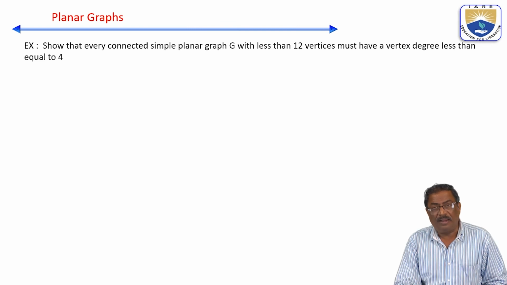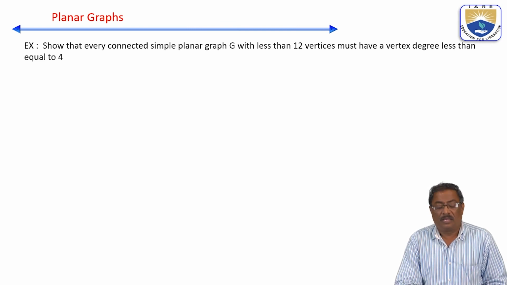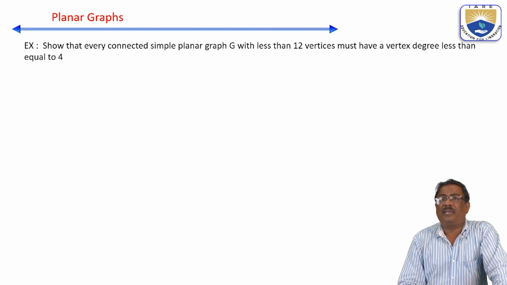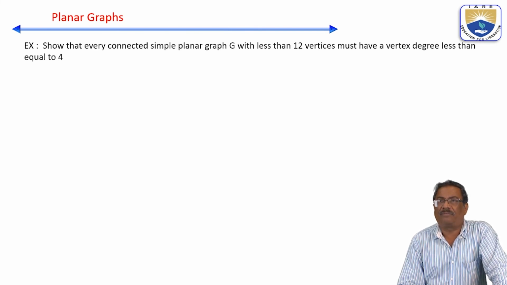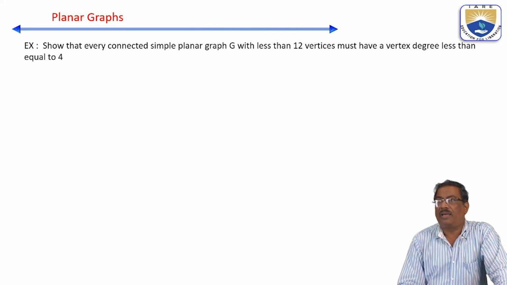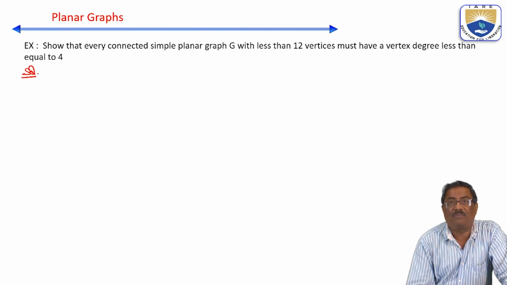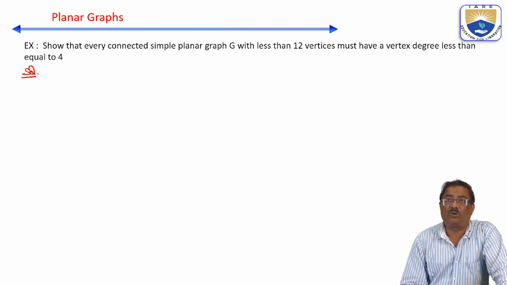Now, let us go for the other example. Show that every connected simple planar graph with less than 12 vertices must have a vertex degree less than or equal to 4.